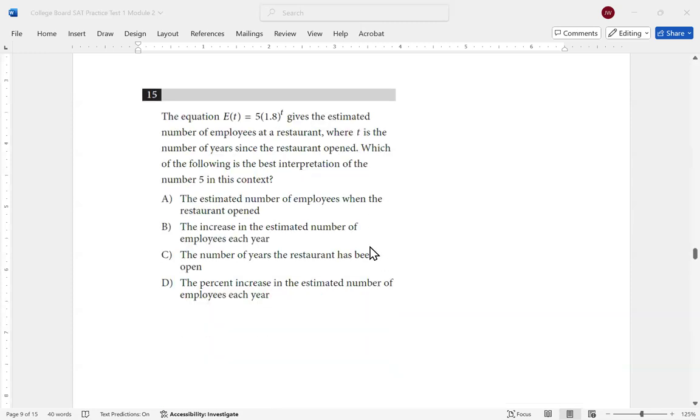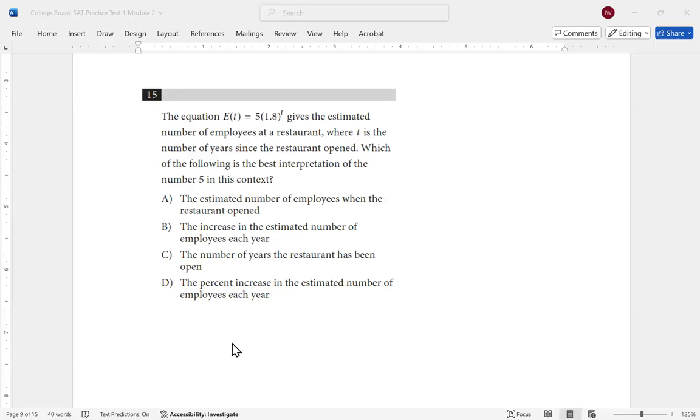Let's go ahead and do problem 15. The equation E of t equals 5 times 1.8 raised to the tth power gives the estimated number of employees at a restaurant where t is the number of years since the restaurant opened. Which of the following is the best interpretation of the number 5 in this context? Well, think about what 5 is. 5 is the coefficient here.